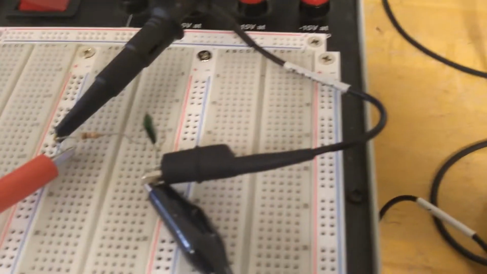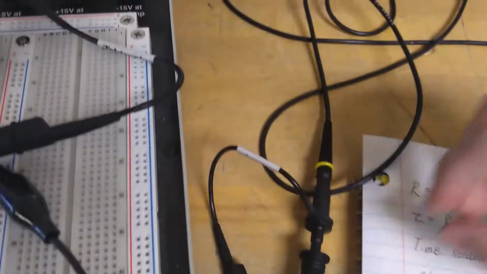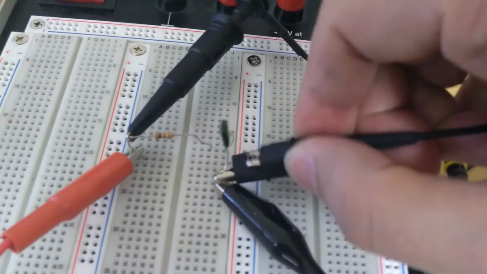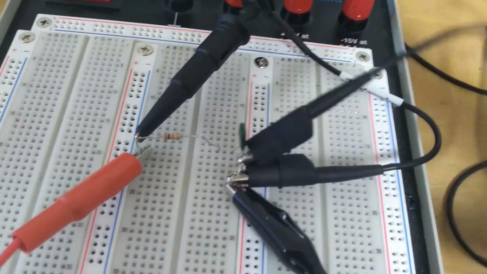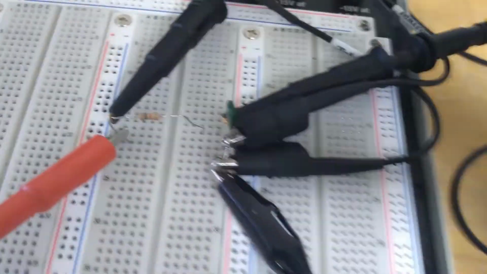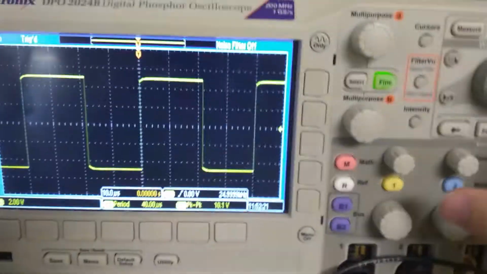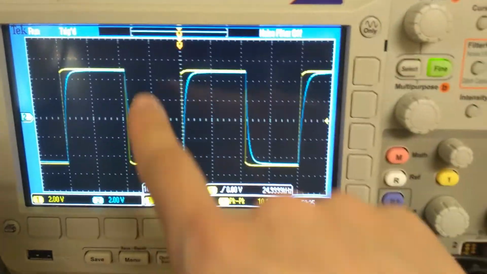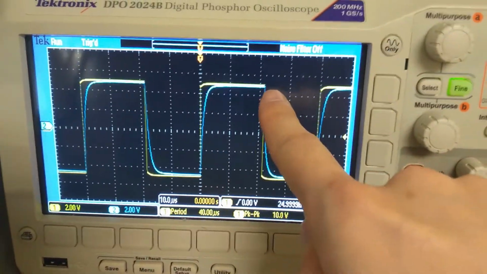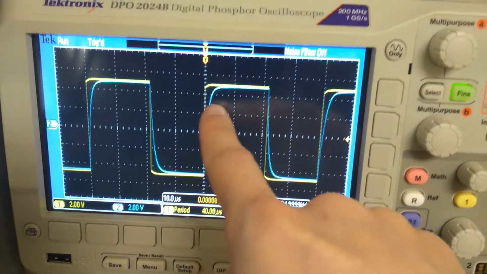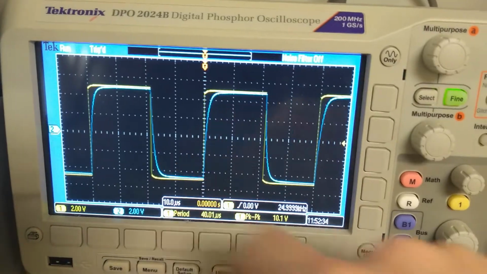And now we connect the second channel across our capacitor. So now you can see the blue curve is the voltage across the capacitor, and we can visualize the discharging and charging process clearly.